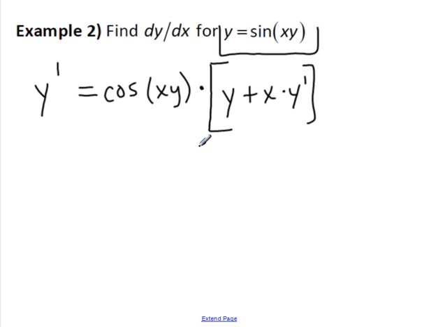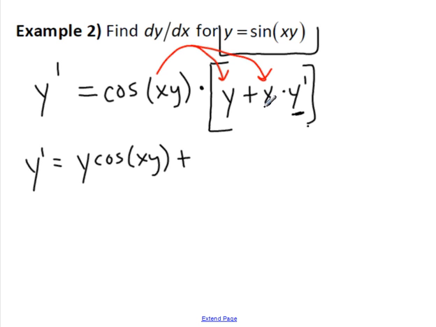Now, this is not finished. You do have y prime or dy dx, but you've got another y prime sitting over here that you have to isolate. So we're going to distribute the cosine into both terms. That's something very, very important that you've got to make sure and get. So we're going to write y prime equals, I'm going to put the y in front, cosine of xy, plus, and here I'm going to put the x in front, cosine of xy, but I like to keep that y prime term a little separated. But again, that dot here to show that it's still with that same term.